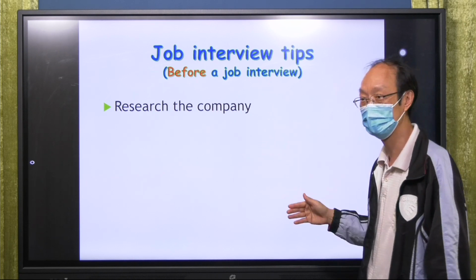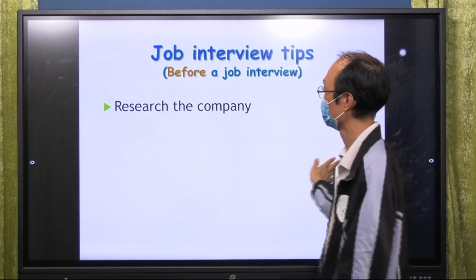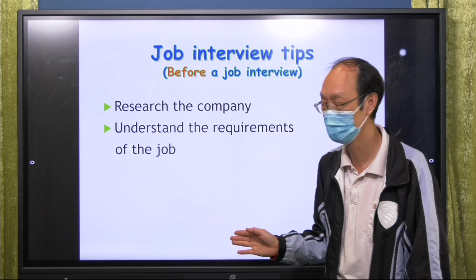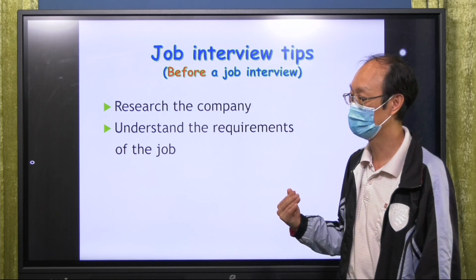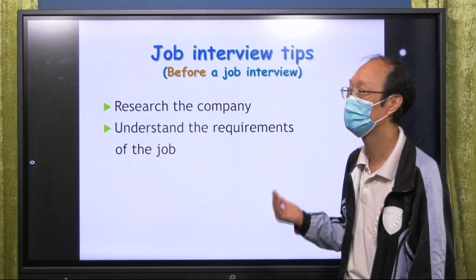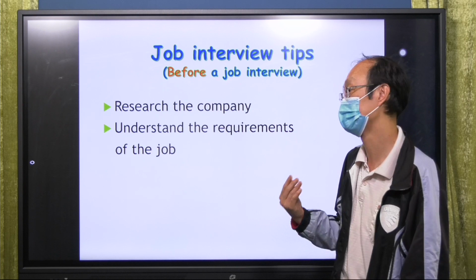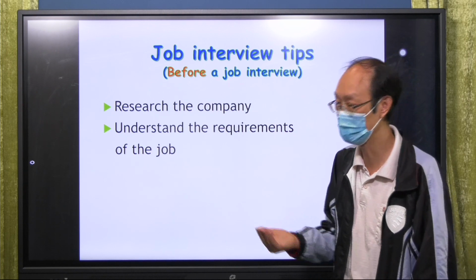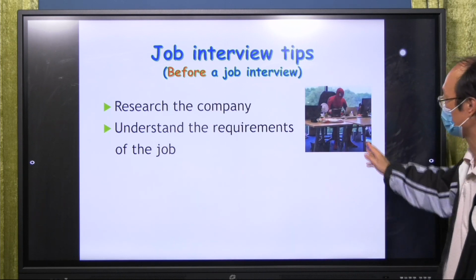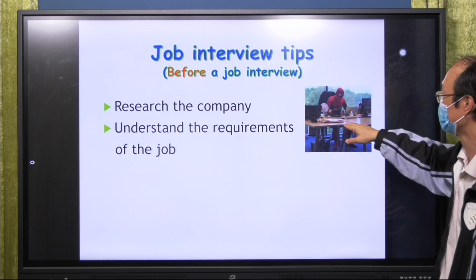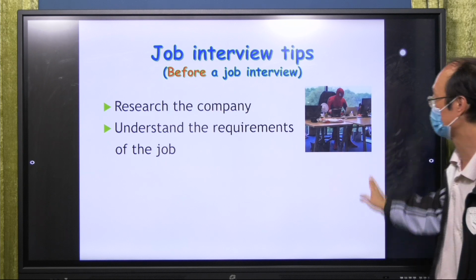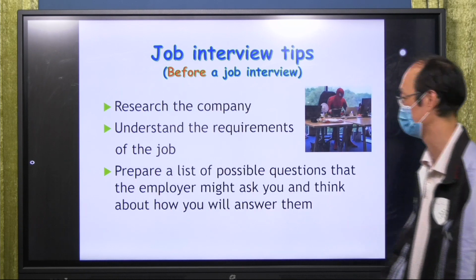What else? Of course, you should understand the requirement of the job. If you want to look for a job in this company, what do they want, for example your qualification or your experience? Look here, Spider-Man also wants to find a job, so he is searching on the internet, using his computer to look for some information.